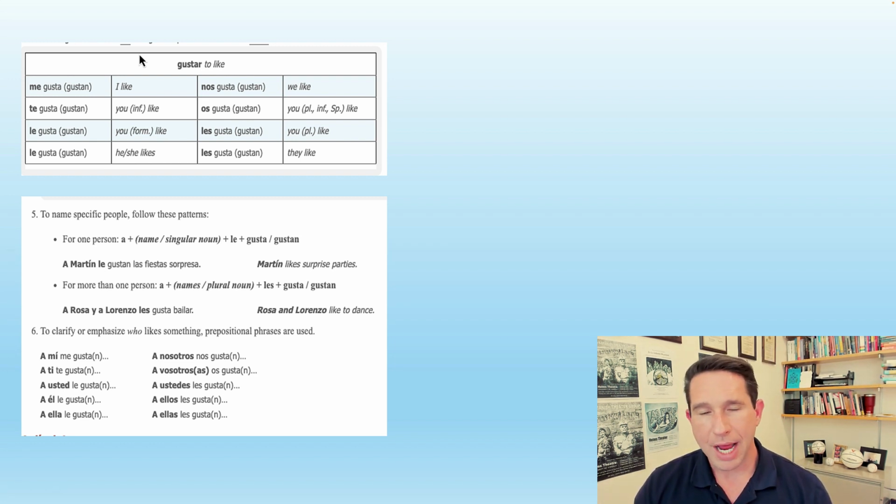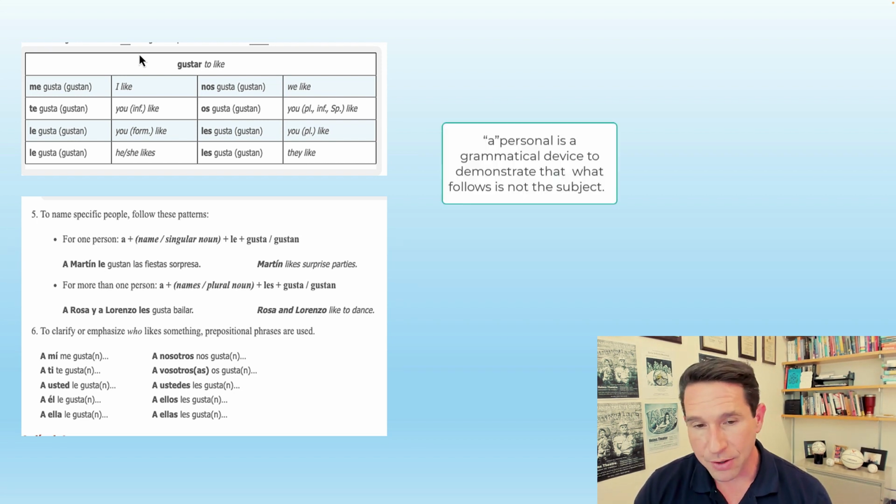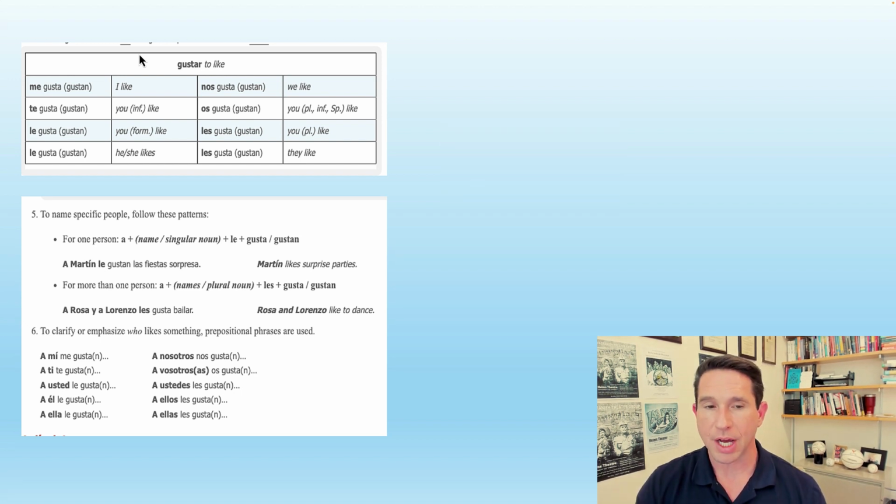This a personal is super important because it tells us whatever follows it is going to be a person or an animal or refer to a group of people. It's not the subject, right? The word order in Spanish can be moved around so much that this is a grammatical device, right? It doesn't translate to English. A Martín le gustan las fiestas de sorpresa, right?